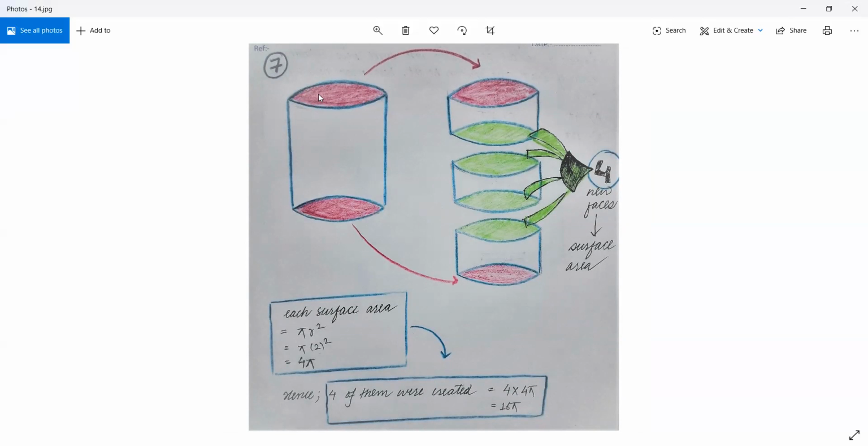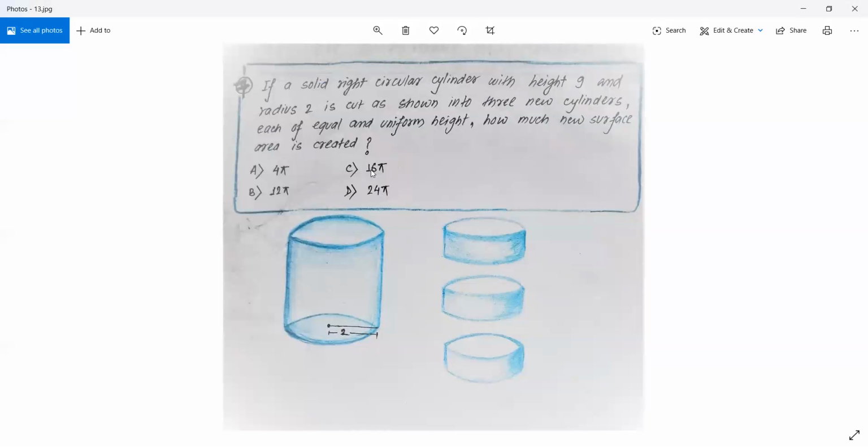The radius of the cylinder, as mentioned in the question, is 2. So each surface area will give you the value 4 pi. When you cut a single cylinder into 3 new parts, you have 4 new surface areas created. When you multiply each surface area by 4, you get 16 pi as your new surface area. Looking at the options, it's C, 16 pi, that is your answer.